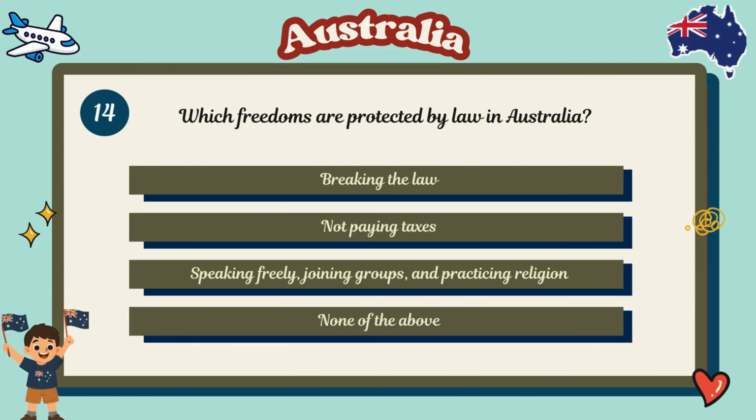Question 14. Which freedoms are protected by law in Australia? A. Breaking the law. B. Not paying taxes. C. Speaking freely, joining groups and practicing religion. D. None of the above.